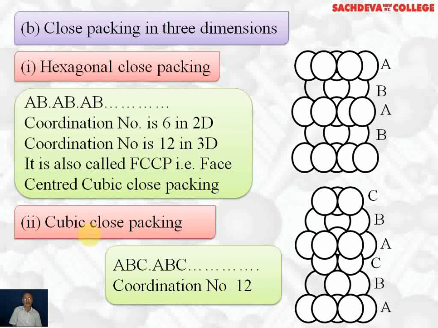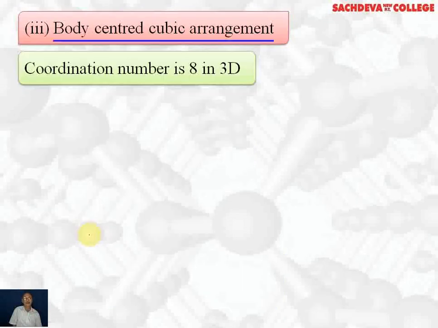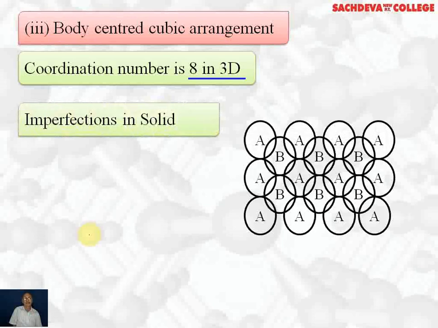It is only possible in 3 dimension, and its coordination number is 12, and its efficiency is 74%. Next we are going to take up body centered cubic arrangement. Coordination number is 8 in 3 dimension. Here the central sphere is at body center and 8 spheres are on the corners. So coordination number becomes 8. Efficiency of body centered cubic packing is 68%.